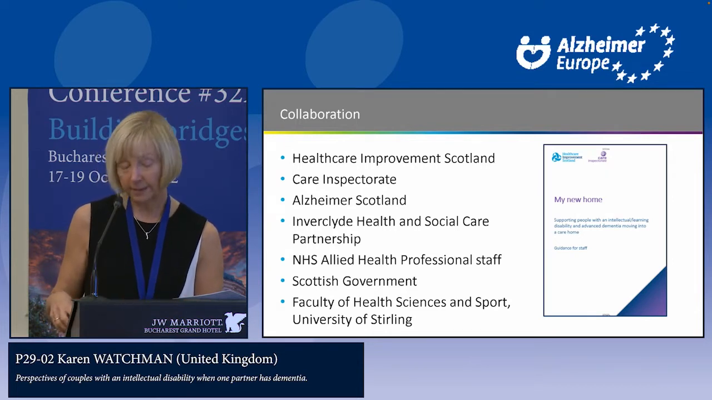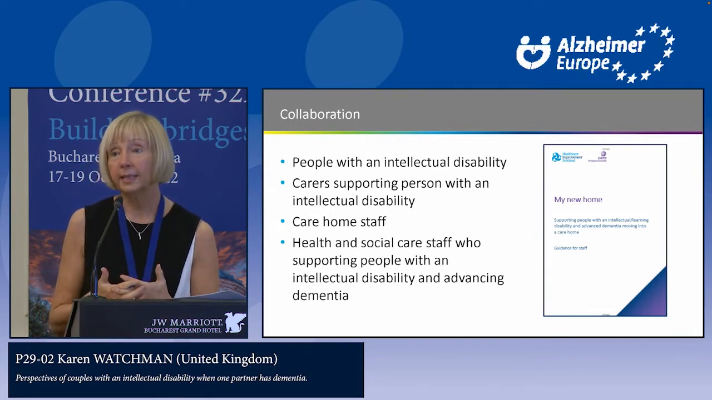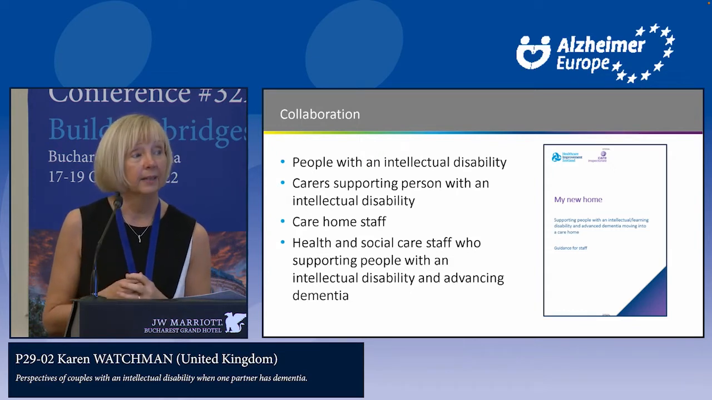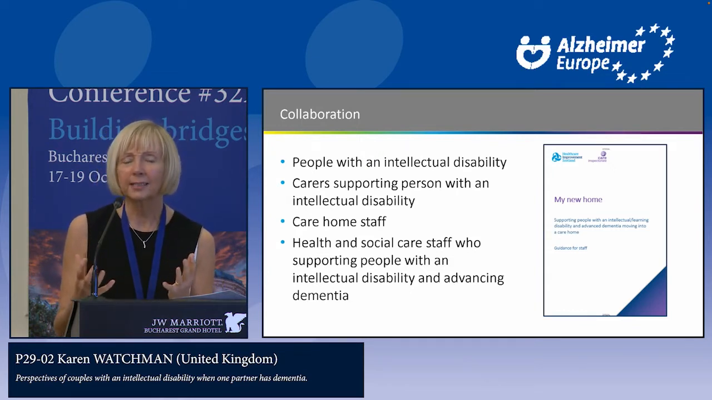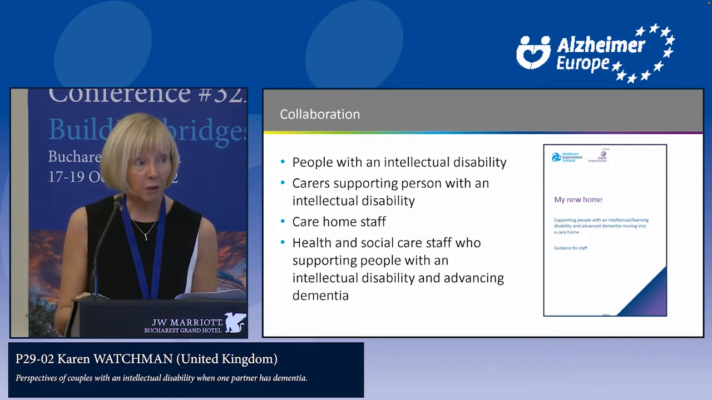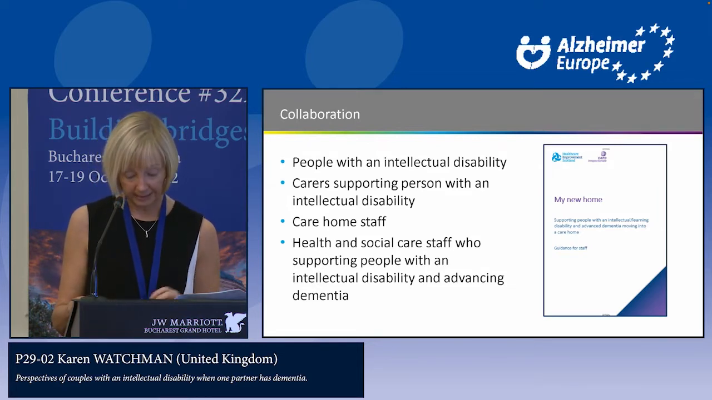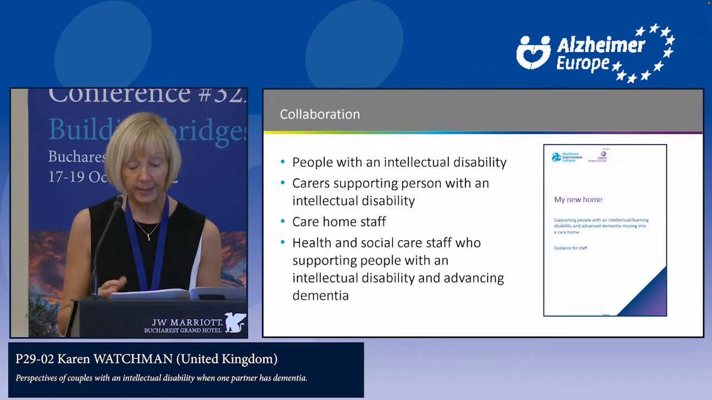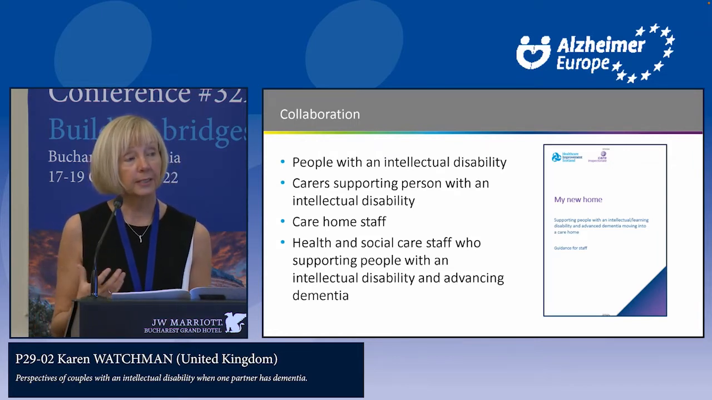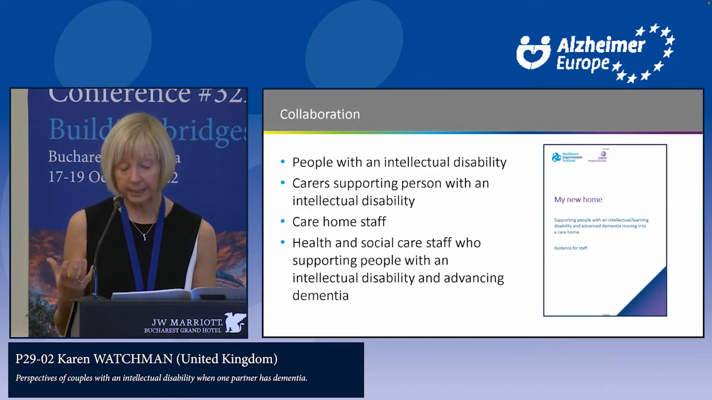So a number of partner organisations, and of course collaborating also with people with an intellectual disability, carers, including family carers, and of course care home staff, and those health and social care staff who were involved throughout the process, and not just after the diagnosis of dementia, not just as dementia progresses, and not just as a move is going to be made. So it's to make those links stronger. And of course, dementia's as unique to people with intellectual disability as it is to everybody else.